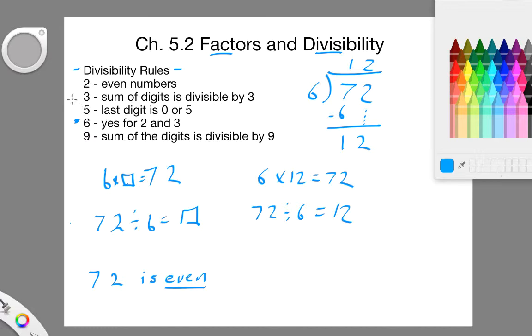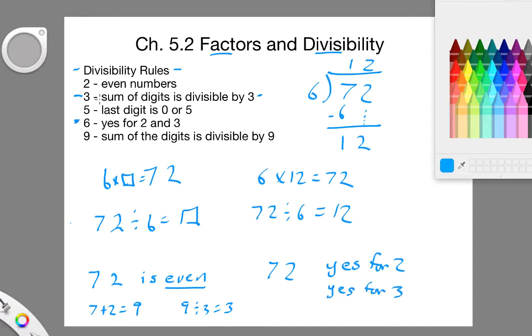Now that's a little strange. The sum of the digits is divisible by 3 means that if we take the 7 plus the 2, we get 9. And 9 is divisible by 3. 9 divided by 3 is 3, and that comes out well. That means that you can divide by 3. So 72 is a yes for 2 and a yes for 3.